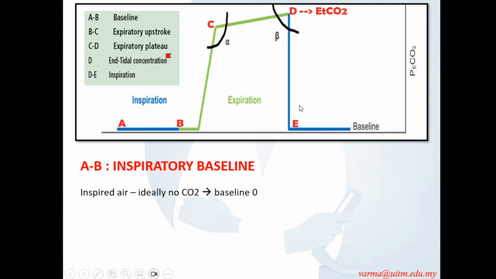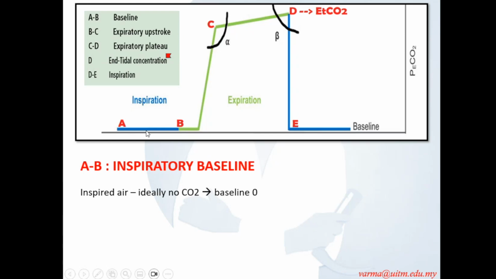So first, phase A and B. There are people who start from D and E. I will just go A to B. You won't get penalized. It's according to your understanding. So A and B is called inspiratory baseline. Inspired air, we know, ideally has no carbon dioxide. So the initial part during inspiration, the baseline should be 0.